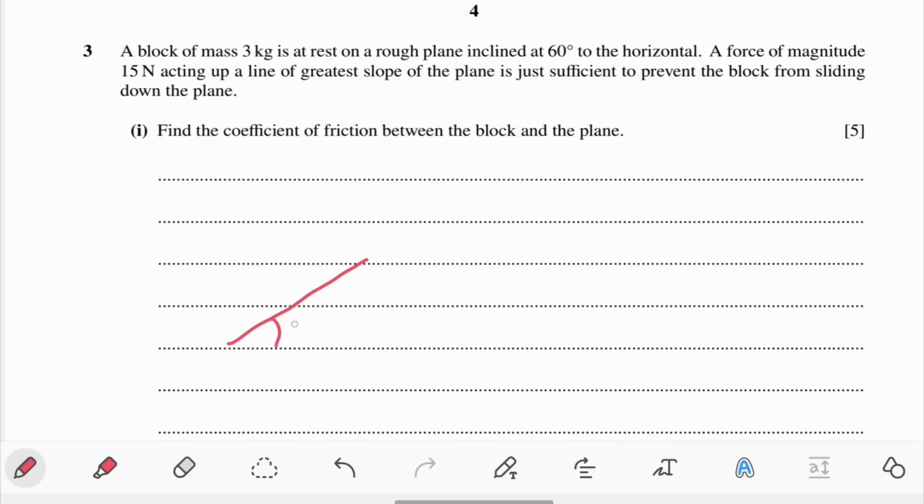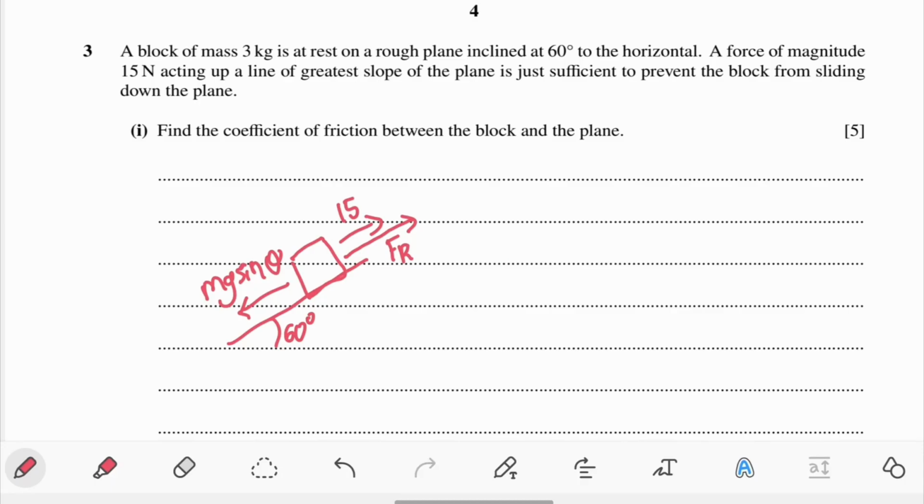Let me give a visual representation. This is the box. This is the 15 newton force. This is the resistive force. The length doesn't matter, I just drew it longer. And this is the weight component down the slope, which is mg sine theta.